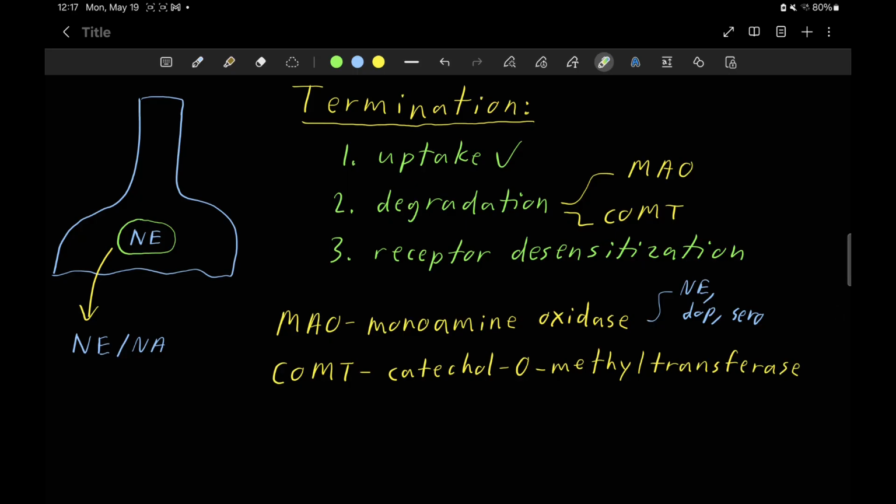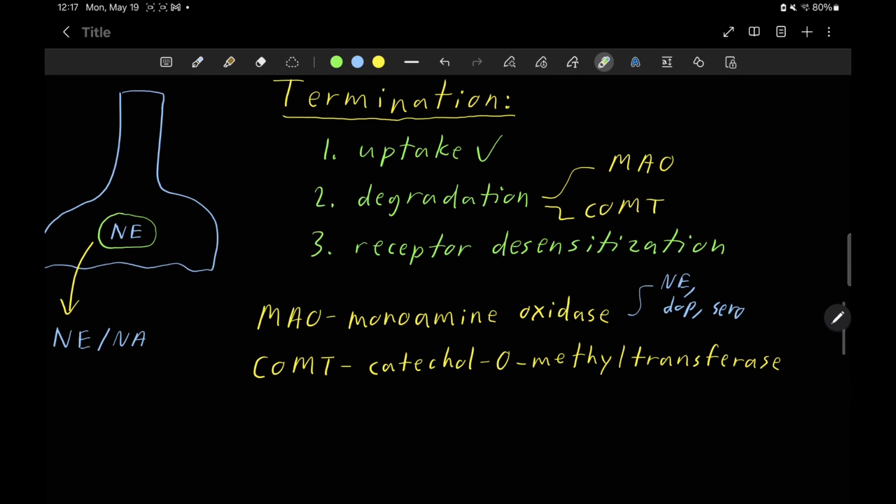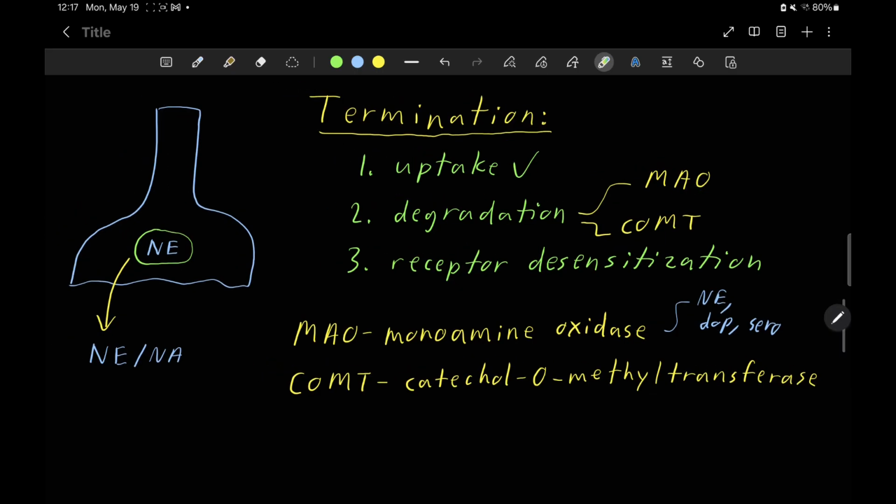And what's interesting is, just like with reuptake, different things can inhibit your MAO enzyme, such as antidepressants. So they can prevent MAO from being able to oxidize and terminate your norepinephrine or your dopamine or your serotonin. And in doing so, it increases the presence and the responses of your messenger molecules. So MAO, monoamine oxidase, oxidizes these messenger molecules in order to terminate them, and it gets inhibited by things such as antidepressants. So that's one termination enzyme.